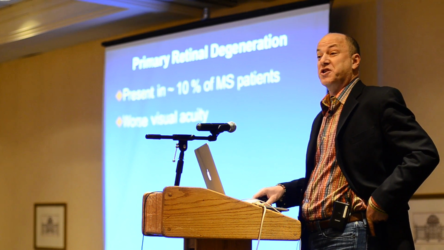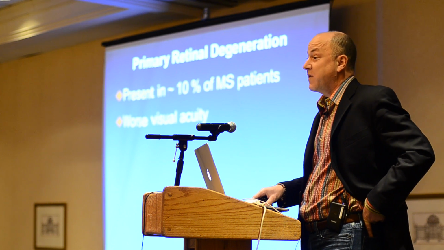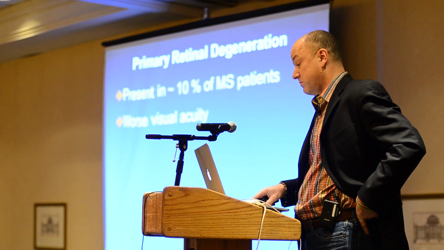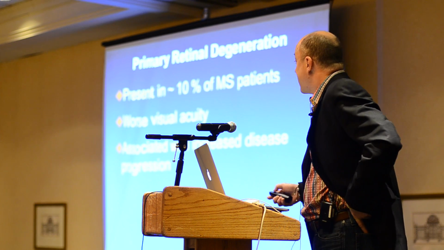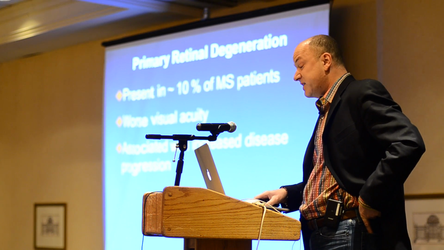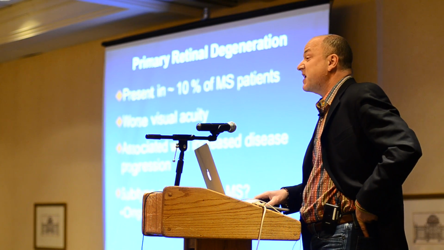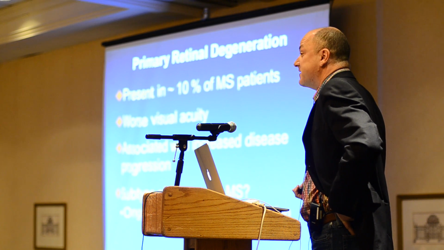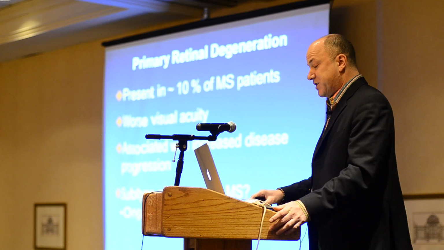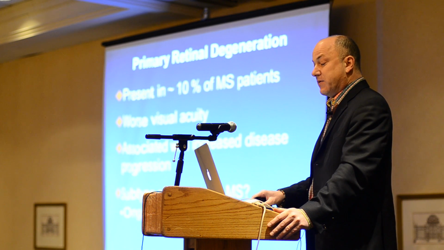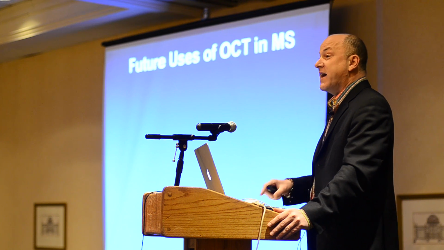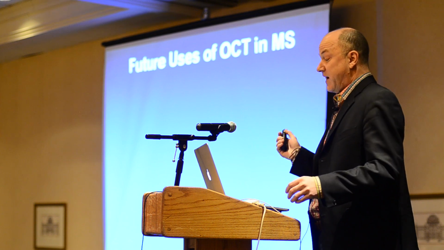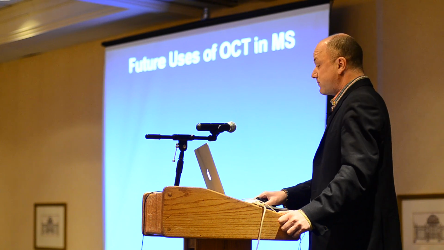Again, they have worse visual acuity, not surprising since the retina is thinner. If you actually look at retinal function, it's worse. And it tends to be associated with disease progression. And this may be a subtype of progressive MS and something that helps us understand neuronal degeneration that's going on in the brain. And there are ongoing studies to look at that correlation between what we call cortical atrophy, brain atrophy, and this progressive type of MS.